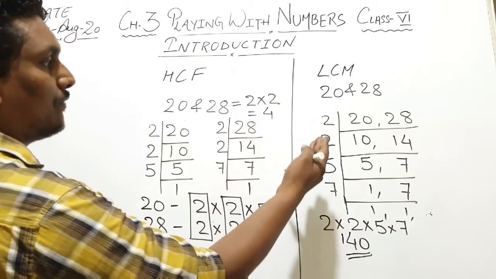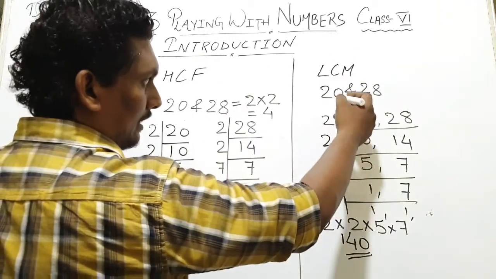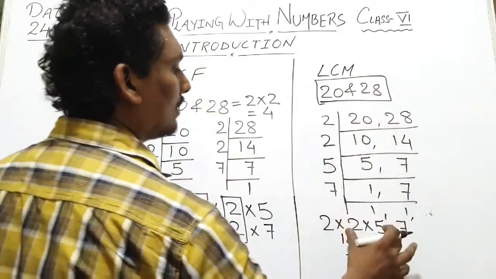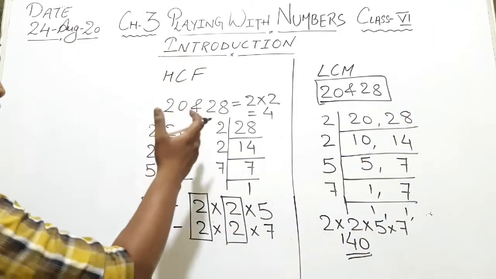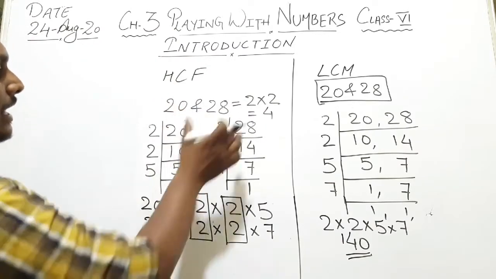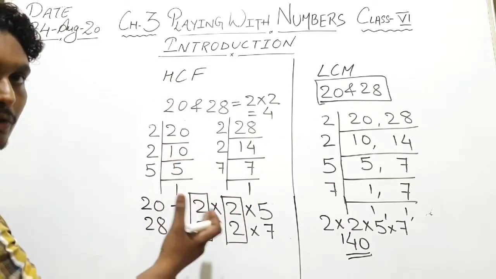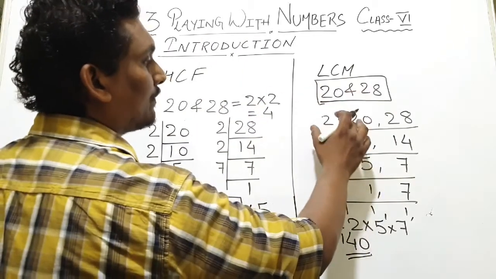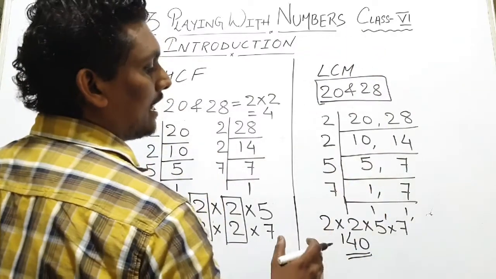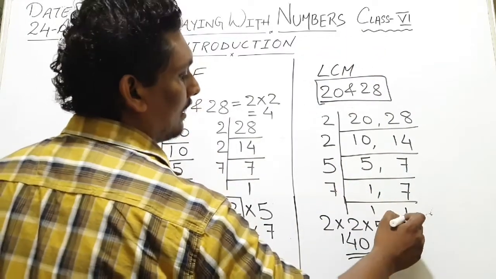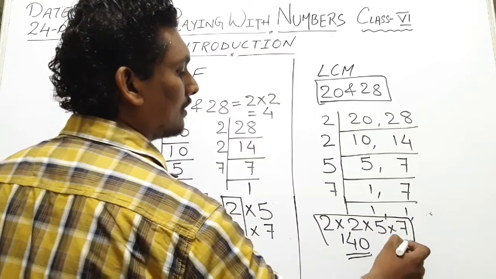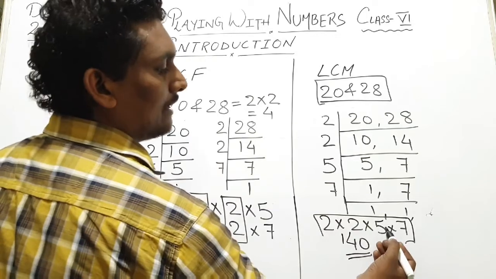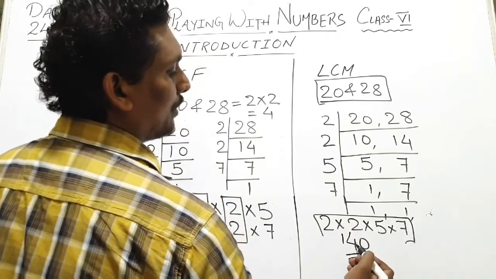Understood? So in LCM what you have to do is take the two numbers together and solve it, but in HCF, highest common factor, we just separate them and find out which number is common, then we multiply that number. But in LCM we have to find together, and in the end we have to multiply the whole numbers. What we get here: 2 into 2, that is 4, 4 into 5, 20, 20 into 7 is 140.